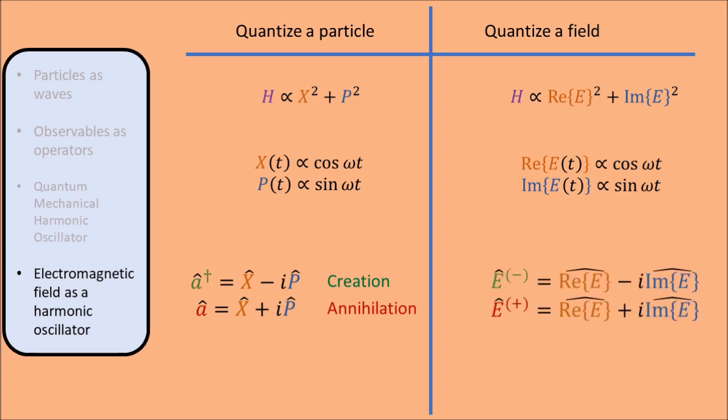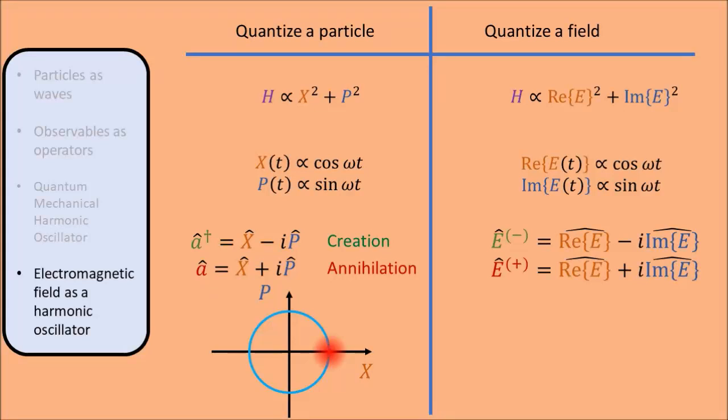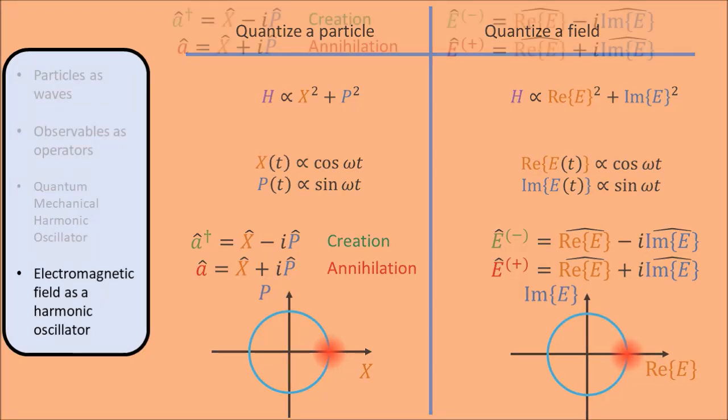Similarly then, the real part minus or plus i times the imaginary part of the complex-valued electric field should constitute operators that add quanta to or remove quanta from the electric field. Classically, these operators would correspond to the complex field and its complex conjugate. We could represent coherent states, which are the most classical-like quantum states, as a spot rotating in circles in the xp plane. By analogy then, we can represent the quantized electric field as a spot rotating in the plane defined by the real and imaginary part of the field.